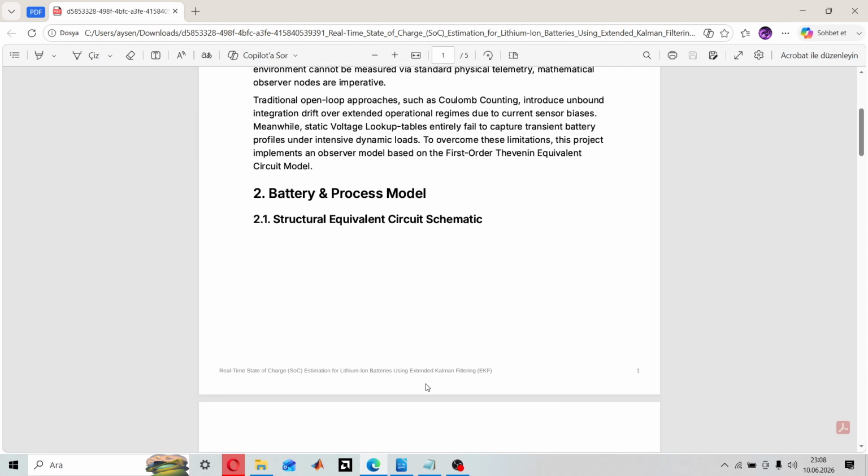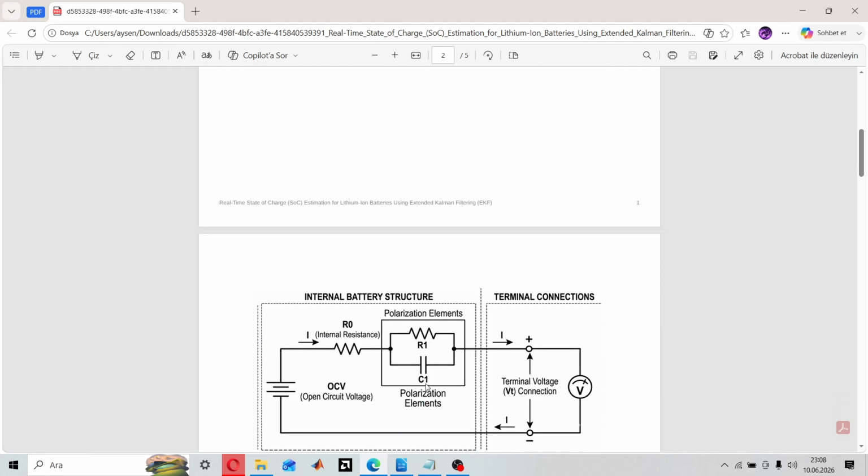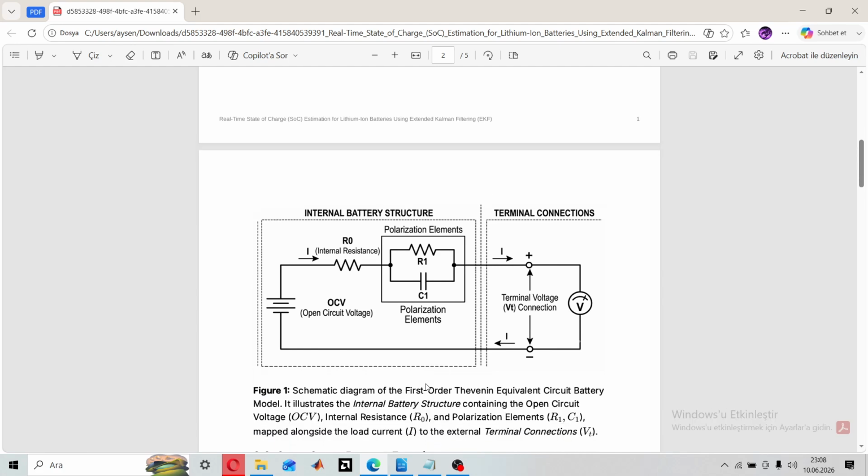So first, let's look at the mathematical foundation. As illustrated in this picture, this equivalent circuit replicates the electrical behavior of the battery cell. The internal battery structure features an open circuit voltage source, an internal ohmic resistance, and a parallel R1 and C1 polarization network that dictates the slow relaxation dynamics and transient voltage diffusion barriers. These internal dynamics are mapped directly, alongside the load current, to the external terminal connections.